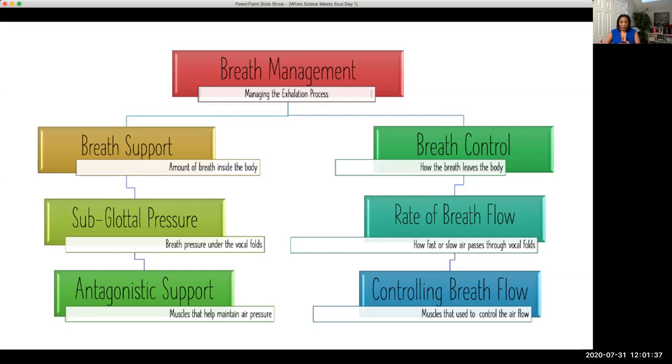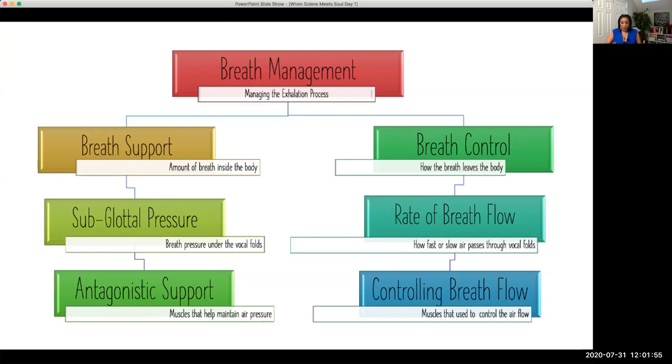Breath control can be measured by the rate of breath flow, or what we call transglottal airflow, which is how fast or slow the air is actually moving.